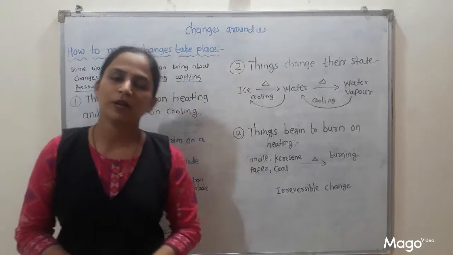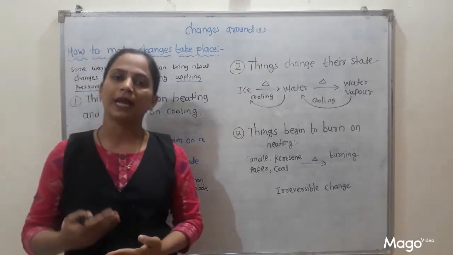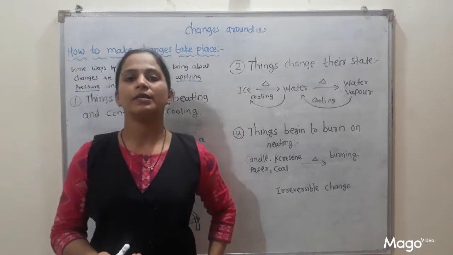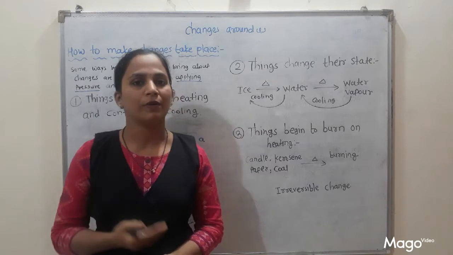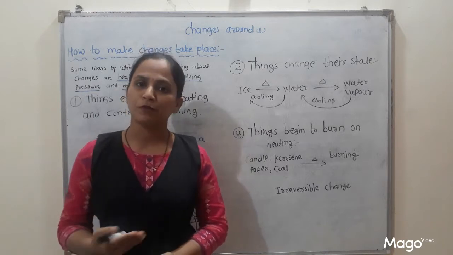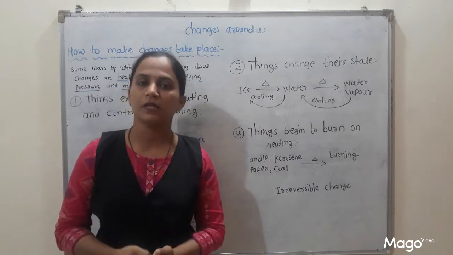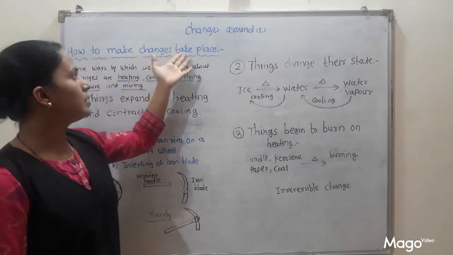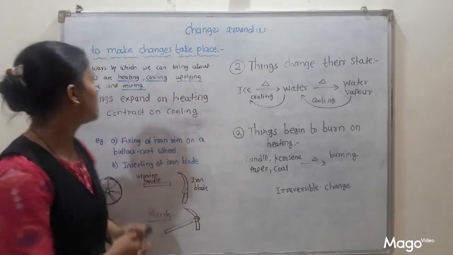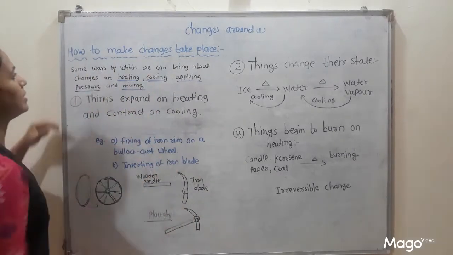In my previous video lecture we have discussed many types of changes and various examples of different types of changes. I think we discussed 14 types of changes and their examples in our surroundings. So today we are going to study how to make changes take place. So let us start.